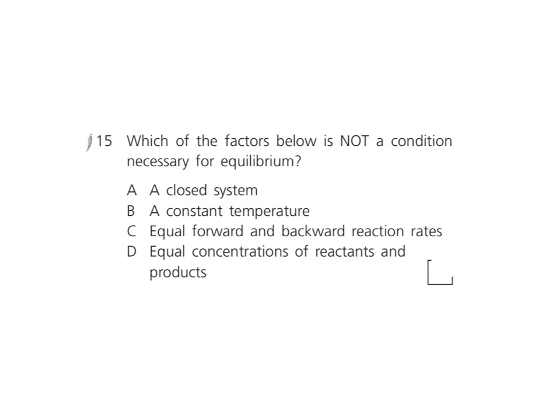Which of the following is not a condition necessary for equilibrium? Well, as we said earlier, you definitely need to have a closed system so that the forward and reverse reactions can occur. You have to have constant temperature, otherwise Kc will be changing, and if Kc changes, you can't be at equilibrium. You definitely have to have equal forward and reverse rates. That's the very definition of equilibrium. And as we discussed earlier, it's not necessary that the concentrations of reactants and products be equal.